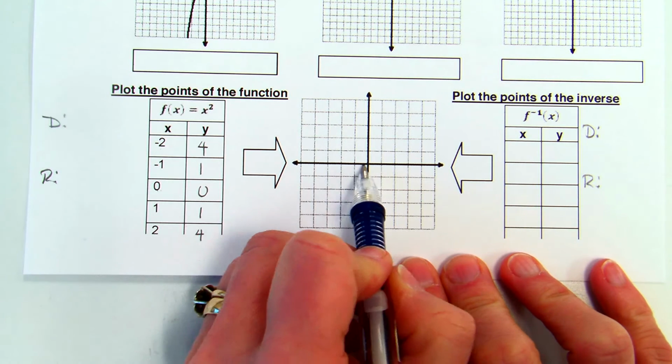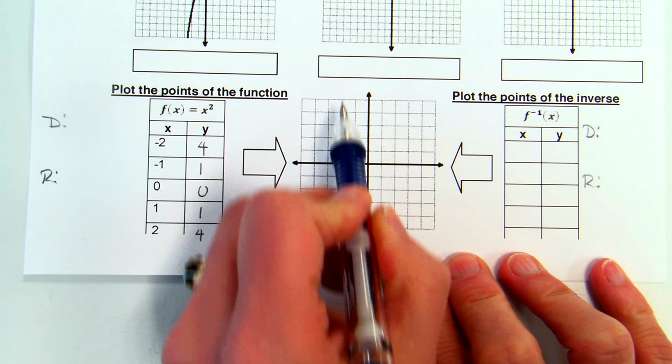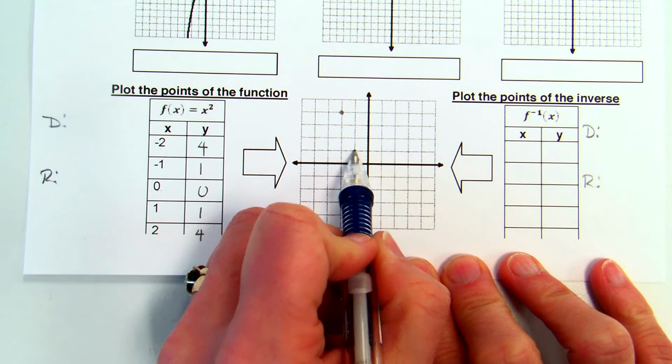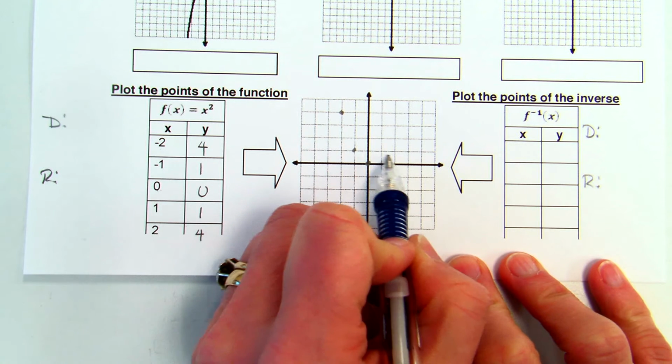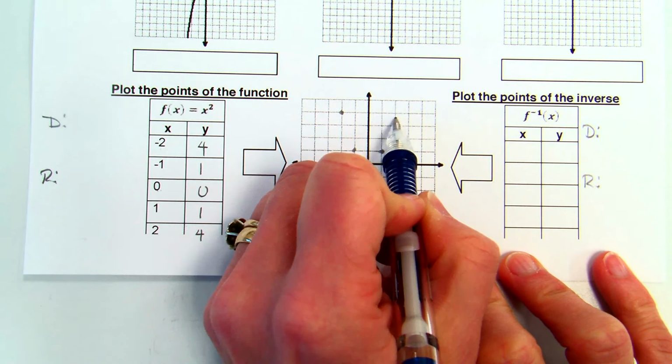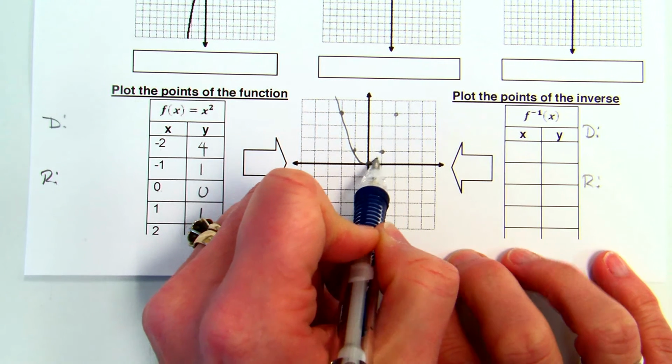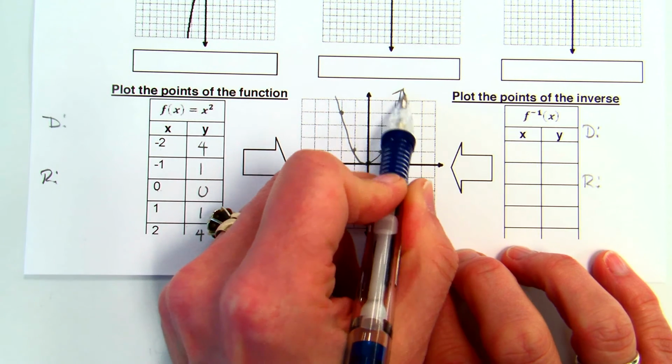I'm over negative 2, up 1, 2, 3, 4. Over negative 1, up 1. Over 0, up 0. Over 1, up 1. Over 2, up 4. Please make sure you are connecting these points. That's what makes your graph. Some of you on your test, you did not connect your points.